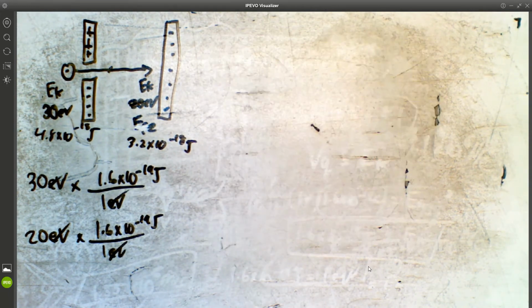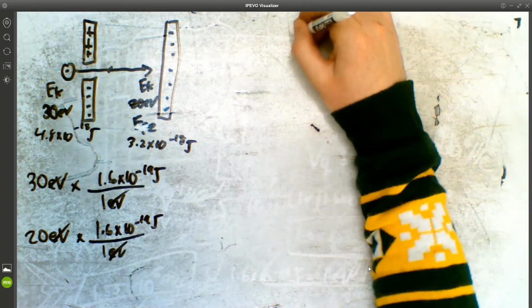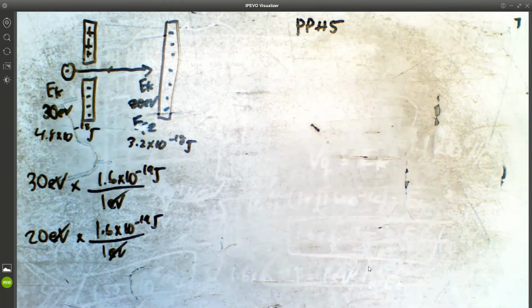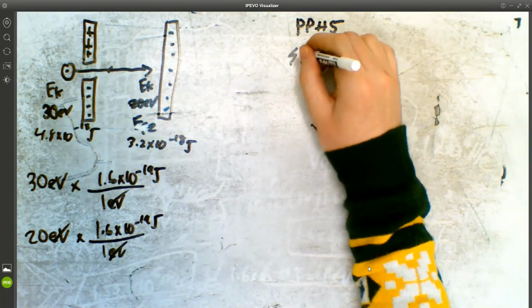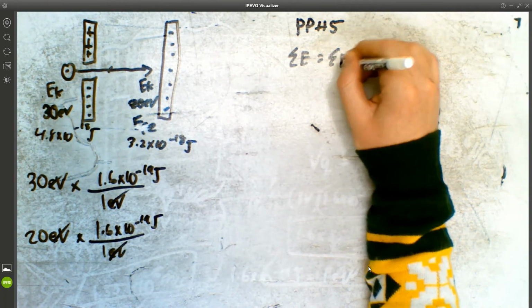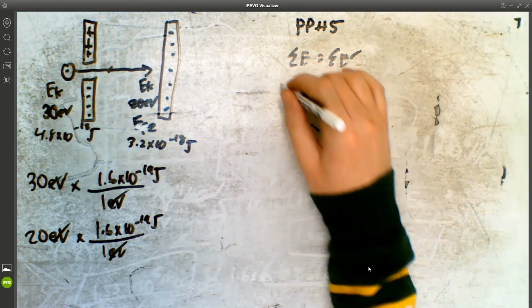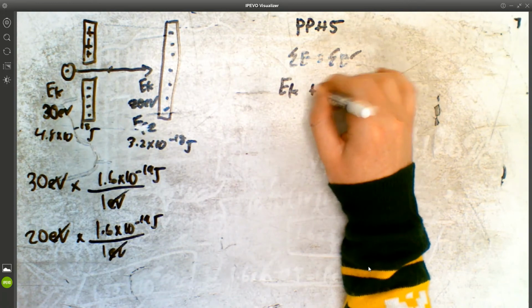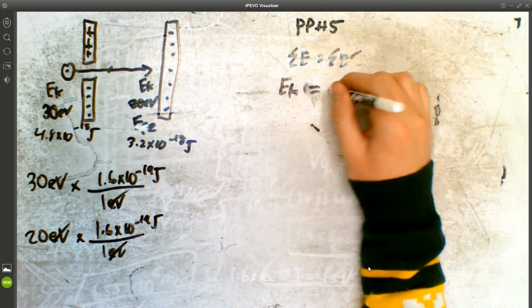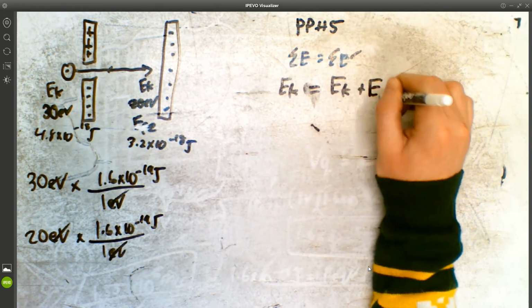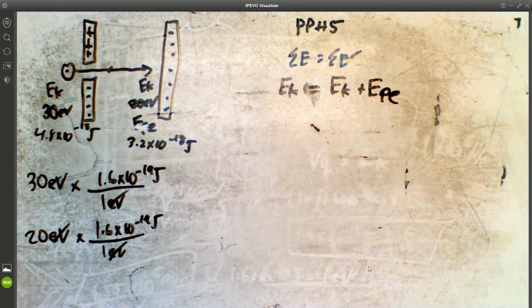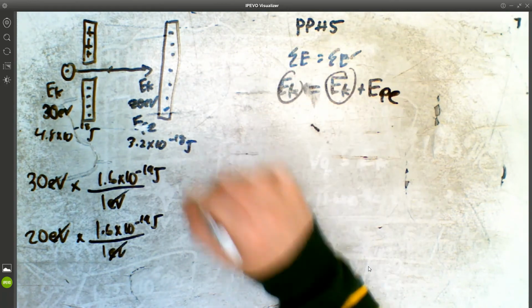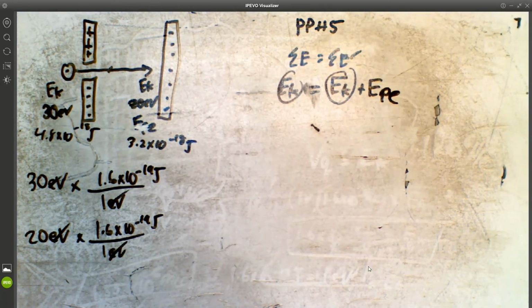Lovely. So now we use physics principle number 5. And we say that our energy before is equal to our energy after. So before we just had kinetic energy. And then after we have kinetic and electrical potential energy. We know these in terms of joules, so we don't have to break them down. And what are we trying to do? We're trying to find the electrical potential difference between the plates. So we're trying to find voltage.